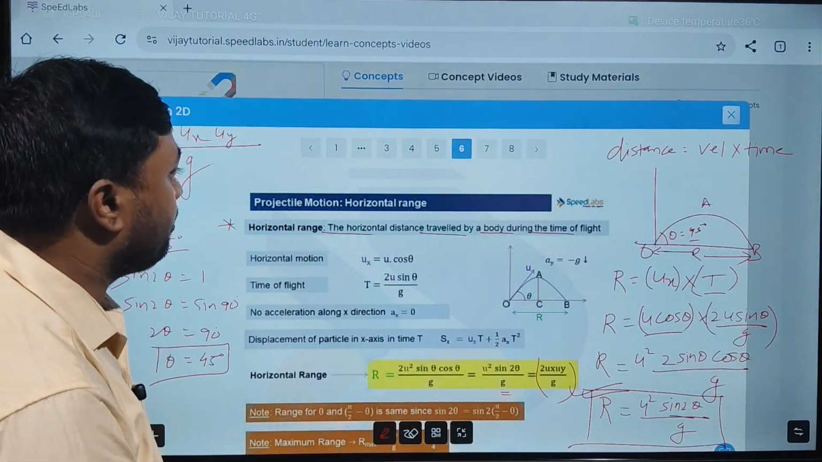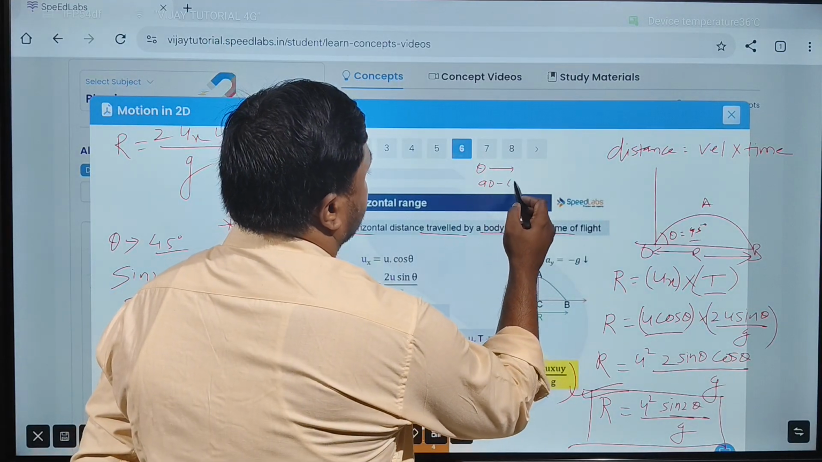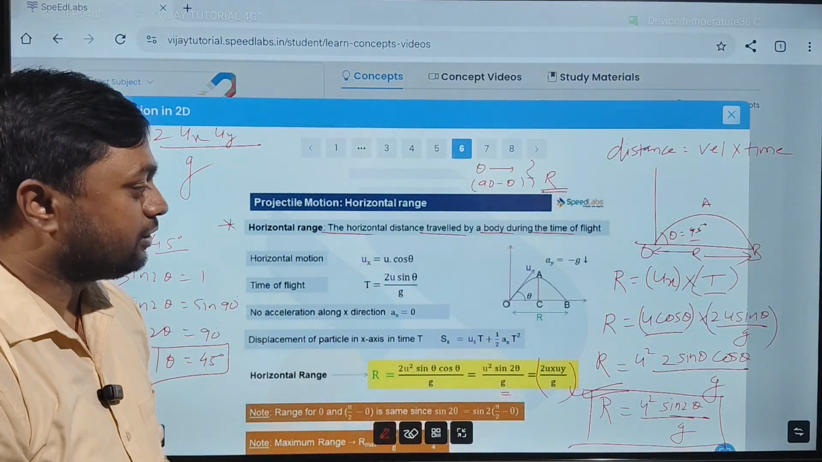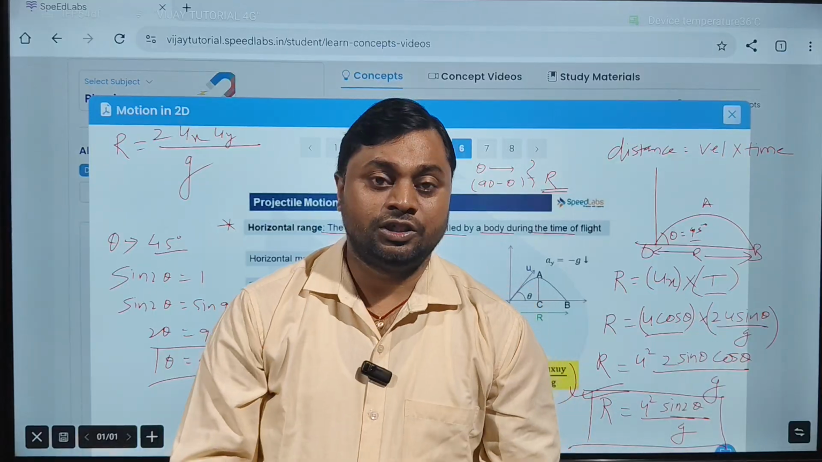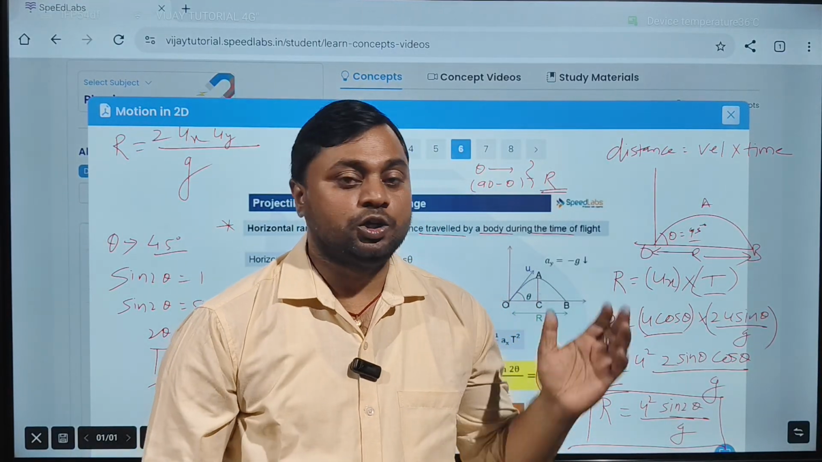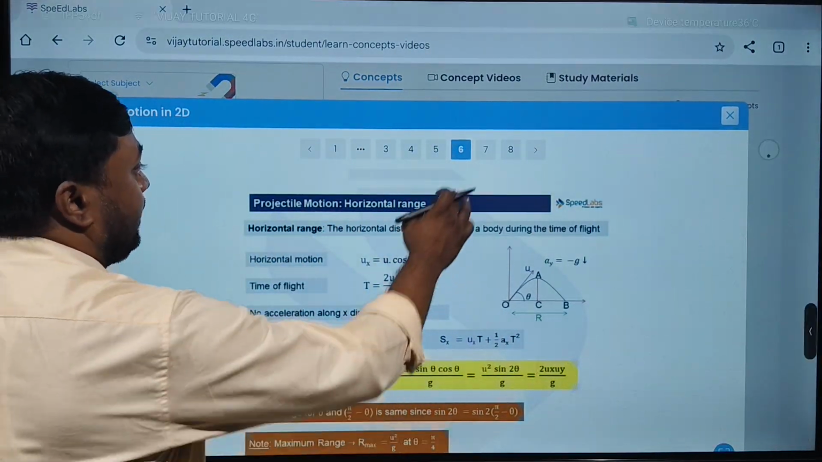One more concept you should remember: whenever a particle is projected at theta or 90 minus theta, the range is the same. Yes or no? So we have to practice this derivation, which will be very helpful for your exam. I hope you understood these concepts of projectile motion. If you have any doubts, you can comment.